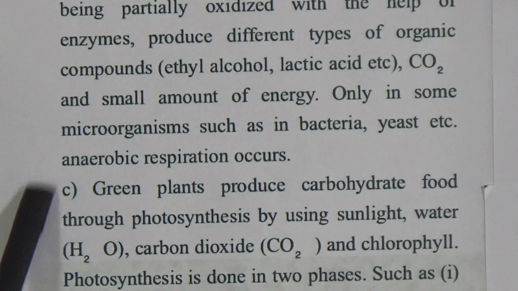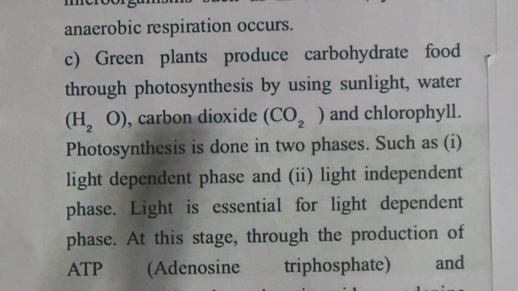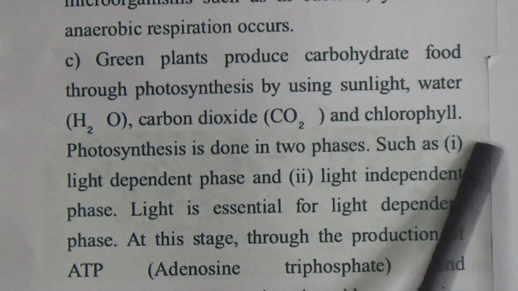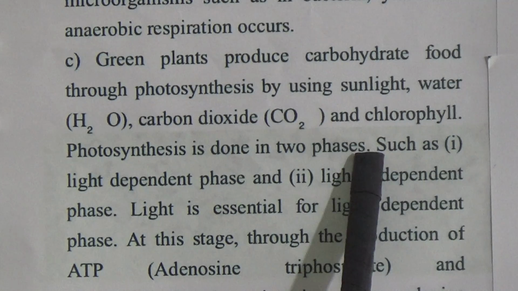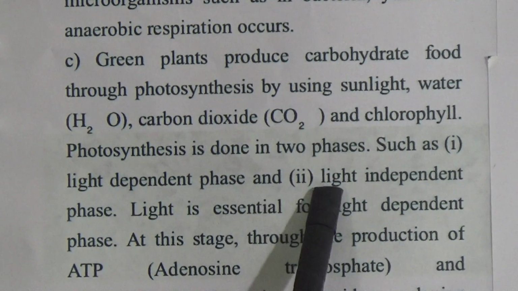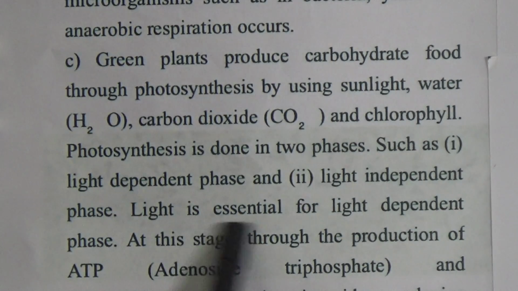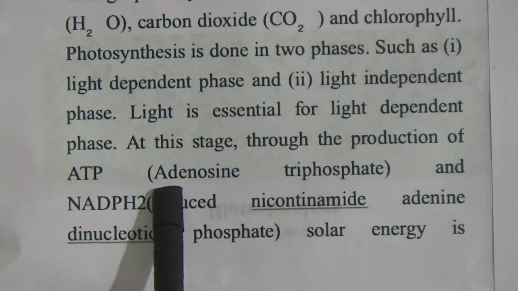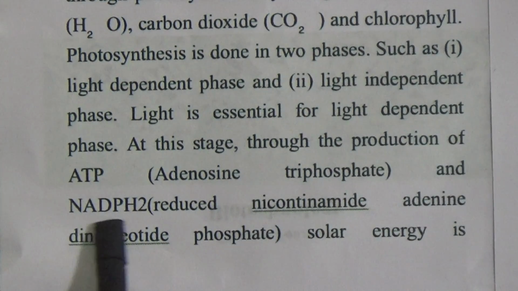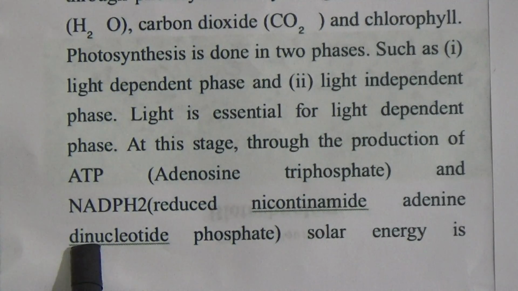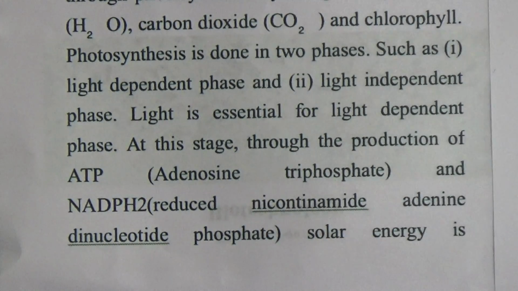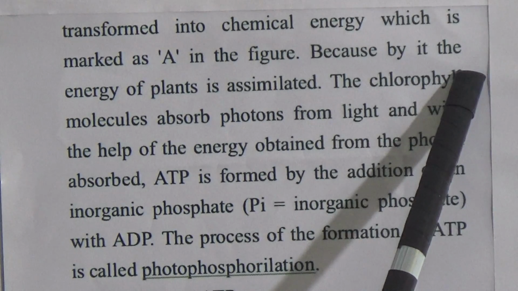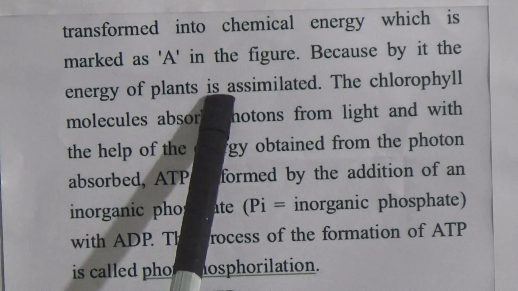Now come to the question and answer of C. Green plants produce carbohydrate food through photosynthesis by using sunlight, water, carbon dioxide and chlorophyll. Photosynthesis is done in two phases: first the light dependent phase and second the light independent phase. Light is essential for the light dependent phase, as it starts with the production of ATP, adenosine triphosphate, and NADPH, reduced nicotinamide adenine dinucleotide phosphate. Solar energy is transformed into chemical energy, which is marked as A in the figure, because by it the energy is assimilated by plants.